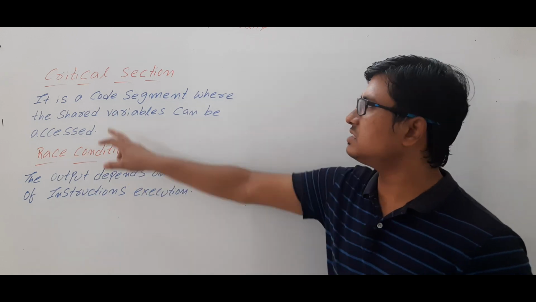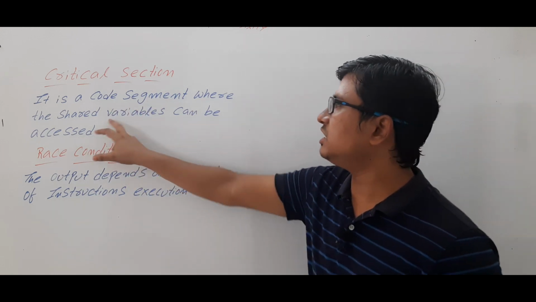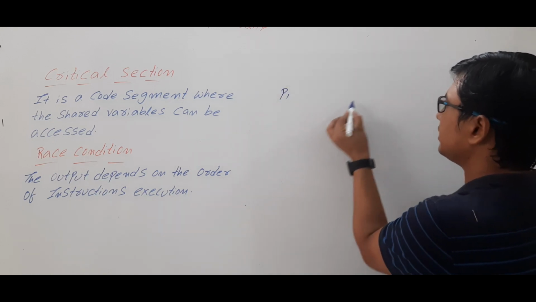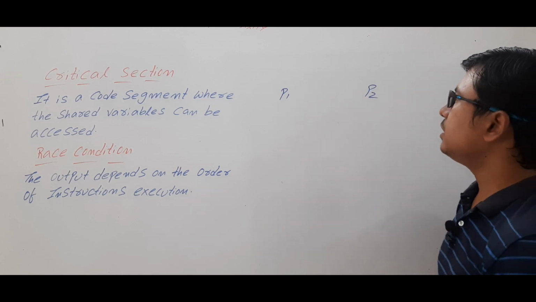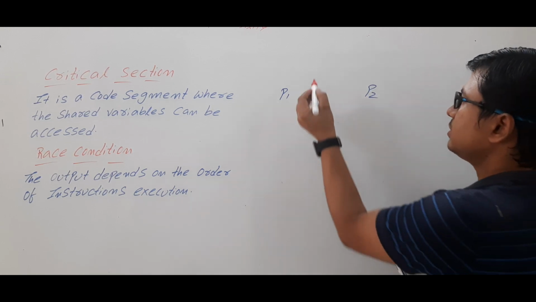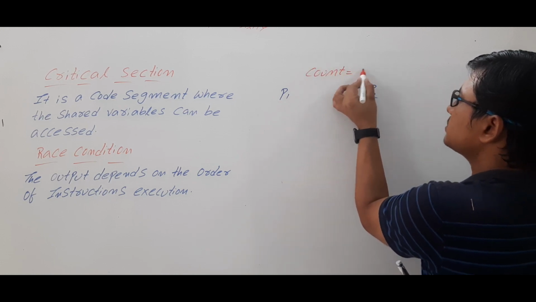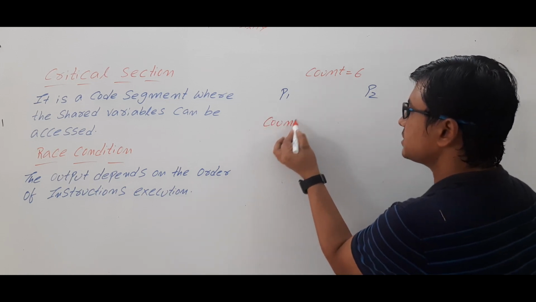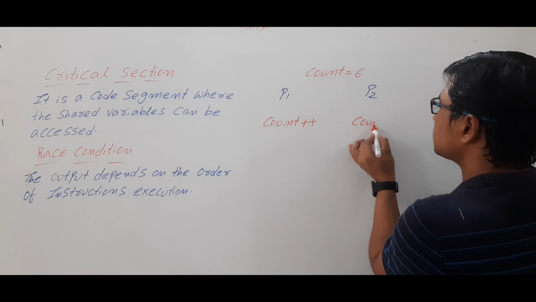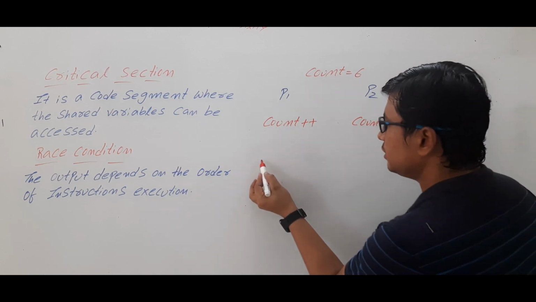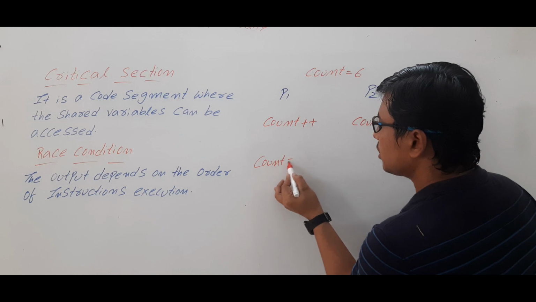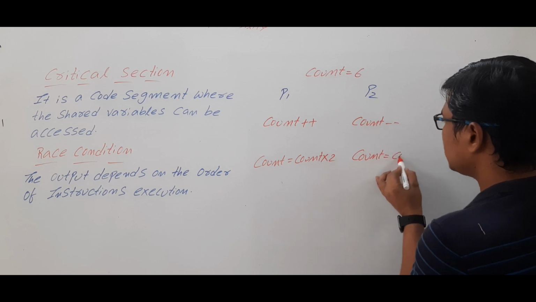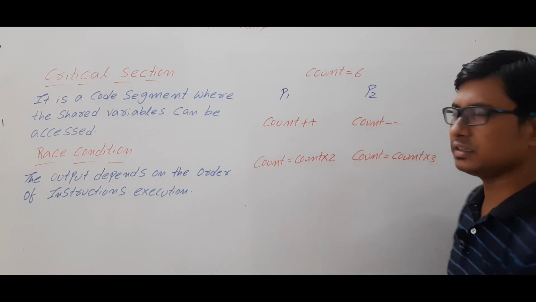A critical section is a code segment where the shared variables can be accessed. Let's take that you have two processes, process P1 and process P2. Now let's take that you have a shared variable and its value is 6. Then in one process you have written count++, and here you have written count--, and then later you have used count = count * 2. Here you have written count = count * 3, something, some instructions you have written.